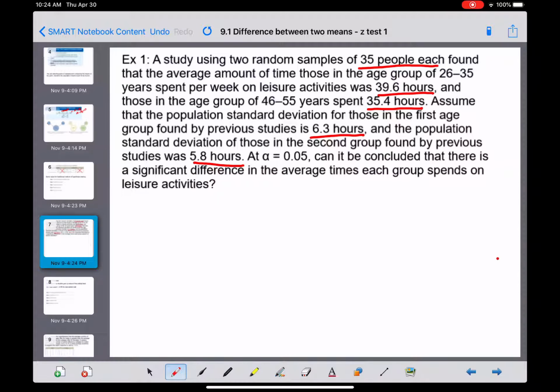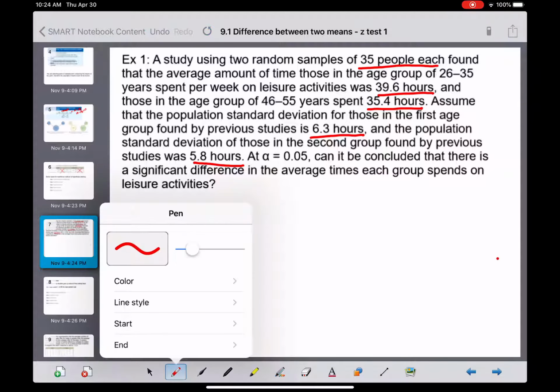So that's the part that tells us that we're doing a z-test, because we know the population standard deviation. At alpha equals 0.05, can it be concluded that there is a significant difference in the average time each group spends on leisure activities?